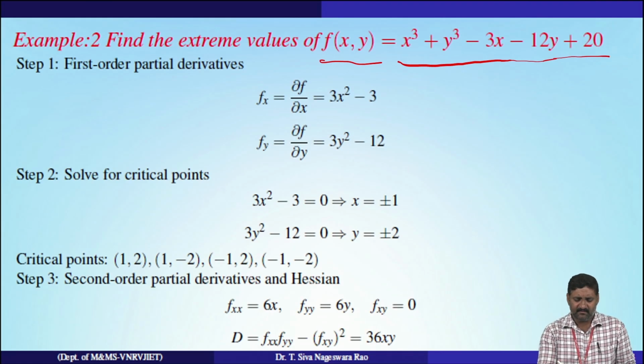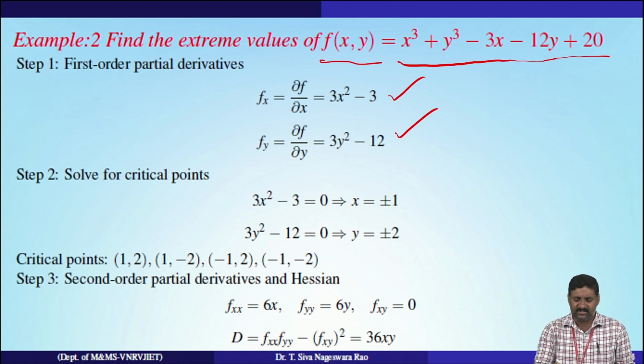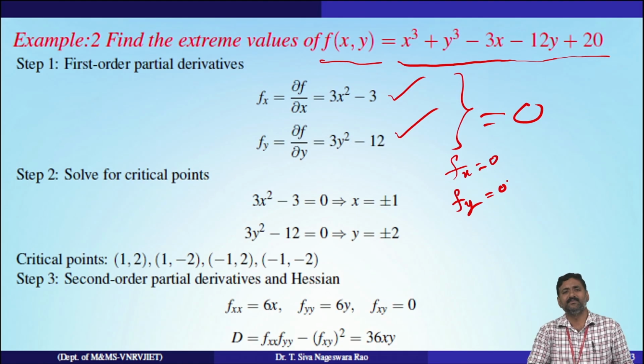Similarly, here we will calculate first order partial derivatives. fx is equal to 3x square minus 3. fy is equal to 3y square minus 12. Now, we will equate these two equations to 0. Then we will get fx is equal to 0 and fy is equal to 0. Now, our aim is to solve these two equations.